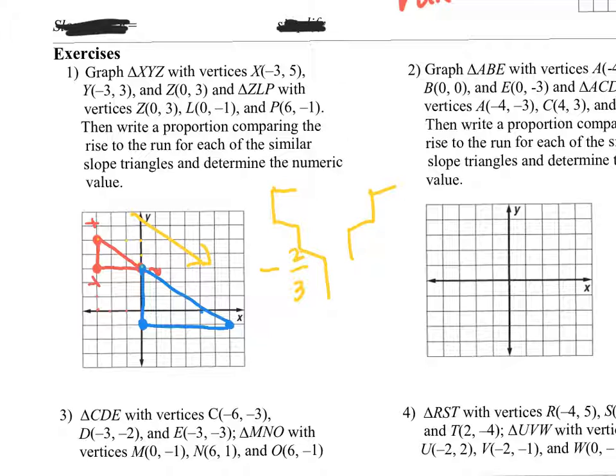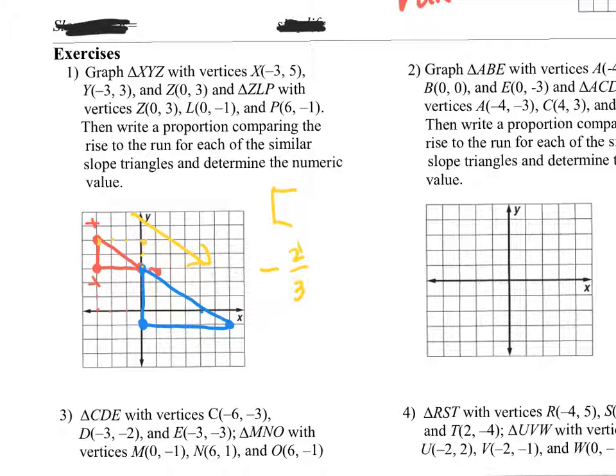Okay? Because technically I'm rising, but I'm not running to the right. If I'm running to the right, I'm going positive, but I'm running to the left, so that makes my slope negative. Are you with me? Okay, so let's check the other one.